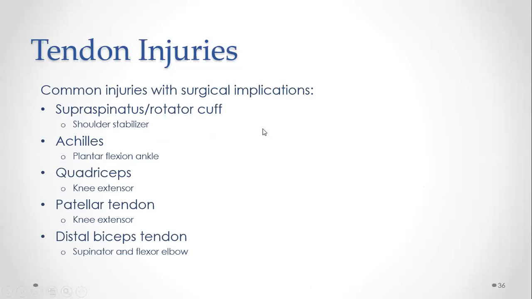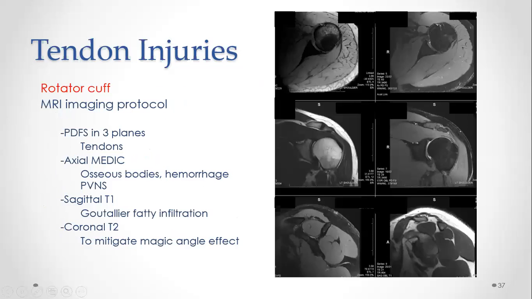Certain tendons, or tearing or injuries of certain tendons, have surgical implications. So always important to remember that rotator cuff tendons are the major stabilizers of the shoulder joint. Therefore, they have surgical implications. Achilles tendon is the major plantar flexor of the ankle, extensor mechanism of the knee, and the distal biceps tendon. So injuries of these tendons always have surgical implications.